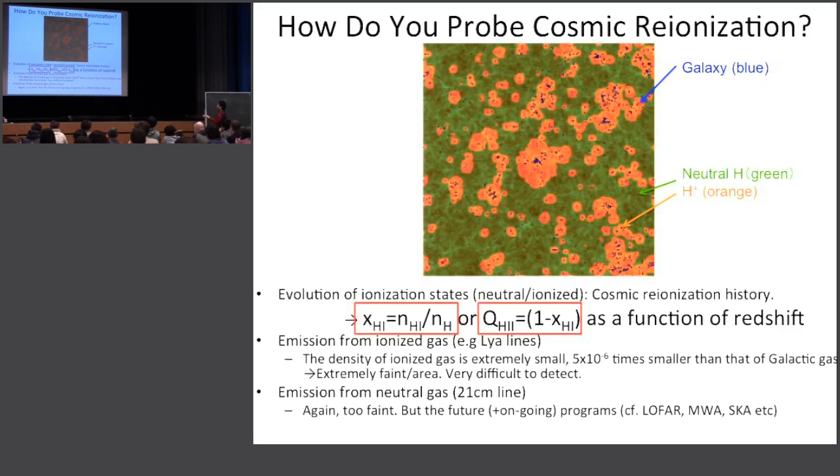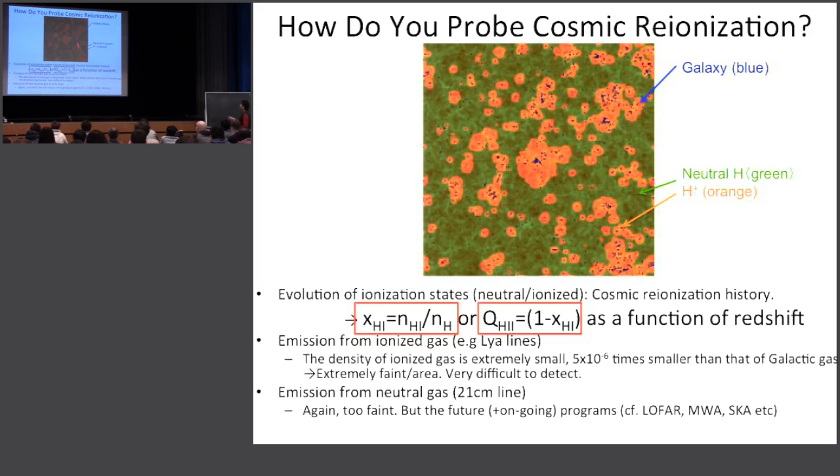In other words, you can quantify the neutral hydrogen fraction, X_HI, which is defined by the neutral hydrogen density divided by the entire hydrogen density. Or another popular quantity is the ionized fraction, for which you use Q_HII. So this Q_HII is just 1 minus X_HI. Both quantities are used. So then the question is how X_HI evolves as a function of redshift.